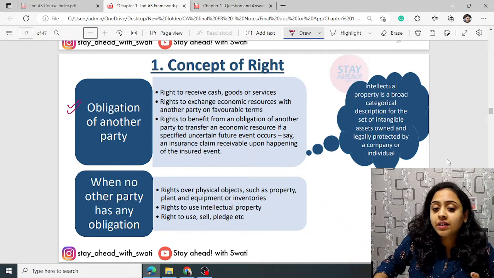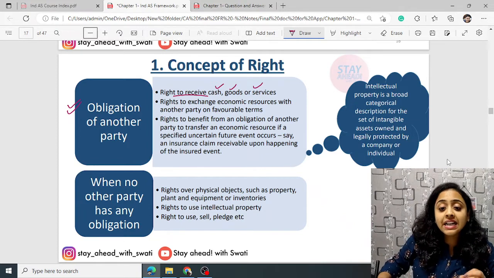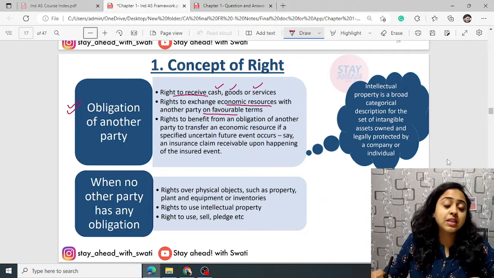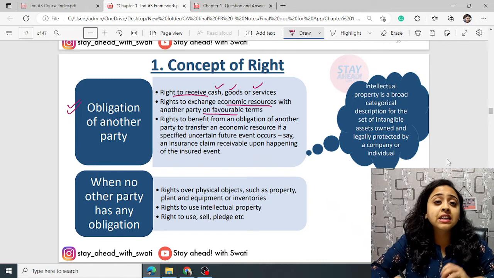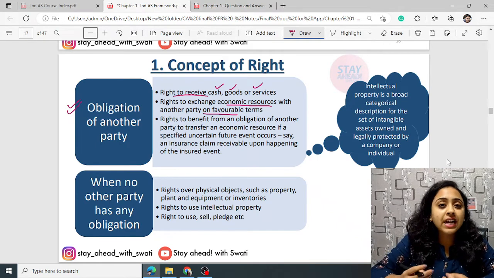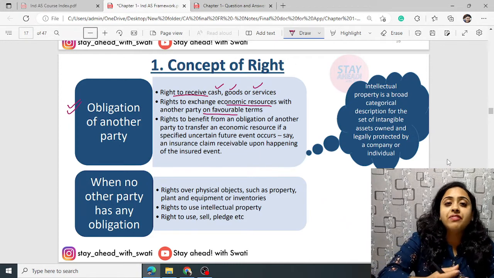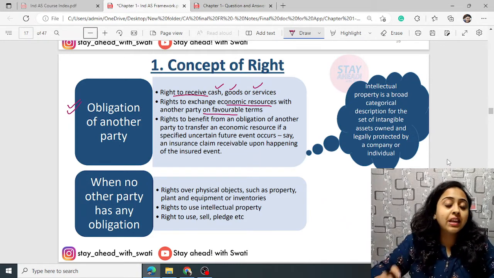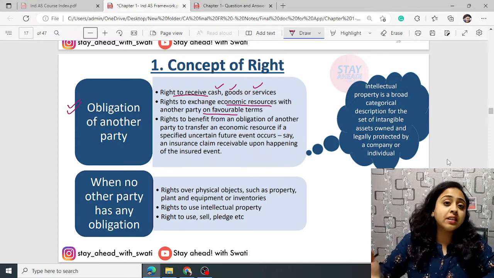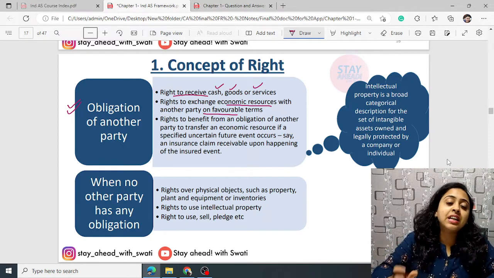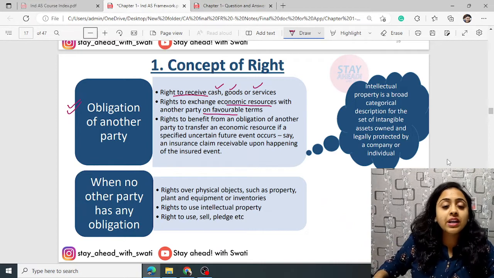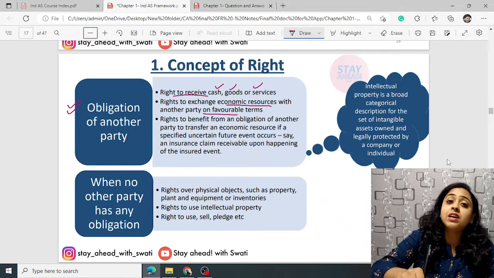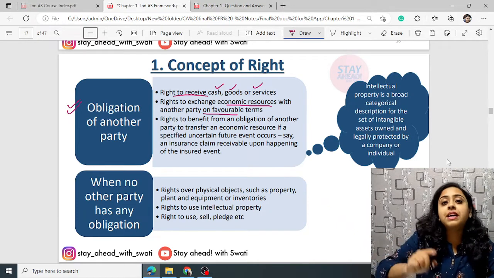Obligation of another party: there is a right to receive cash, goods or services, and a right to exchange economic resources with another party on favorable terms. If it's favorable for you, if it's bringing you a positive effect, that means some positive inflow, then that will be considered a right. Whereas on the other hand, if it is unfavorable, then it will be considered a liability. So if another party exchanges resources on terms which are in your favor, then it will be considered a right for you.